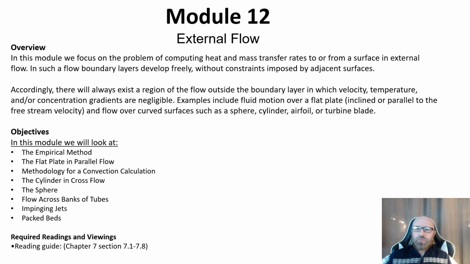Now let's take a look at the objectives we're going to cover within this module. We want to take a look at the empirical method, then discuss the flat plate and parallel flow, moving on to the methodology for a convection calculation, looking also at the cylinder in cross flow, the sphere, and then the flow across a bank of tubes, then moving on to impinging jets and also packed beds. These are the objectives and topics we're going to be looking at within this Module 12, related back to our textbook, Chapter 7.